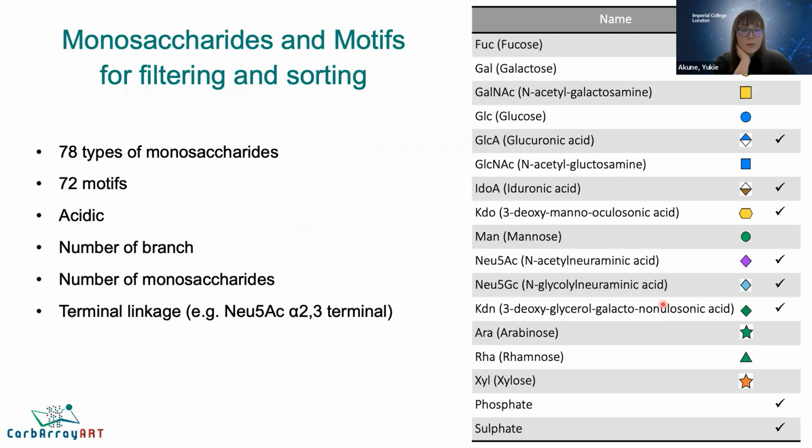This is a list of the glycan motifs and monosaccharides used in the CarbArrayART filter and sorter sections. There are 78 types of monosaccharides and 72 motifs, and you can also categorize them, for example by the acidity of the glycan or monosaccharides, the number of branches, or the number of monosaccharides, etc.